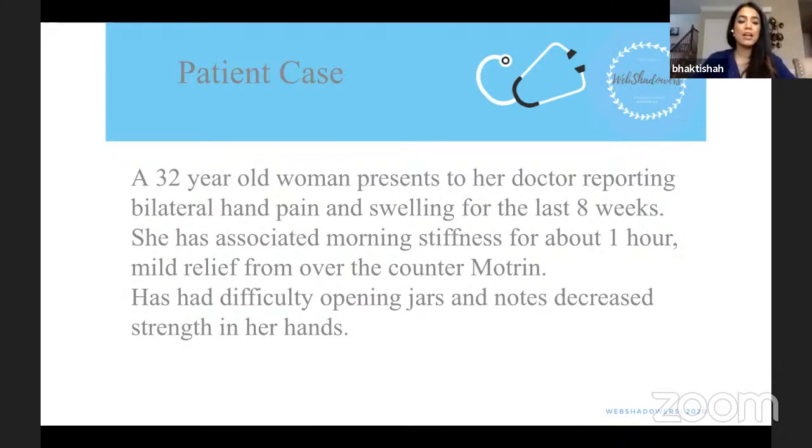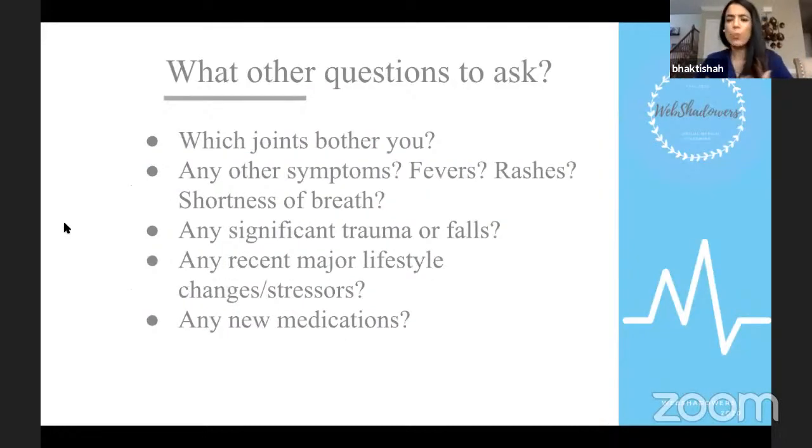So our first case, we have a 32-year-old woman who presents to her doctor reporting bilateral hand pain and swelling for the last 8 weeks. She has associated morning stiffness for about an hour. She's had mild relief from over-the-counter Motrin. She has difficulty opening jars and has noticed decreased strength in her hand. So what other questions do you want to ask her at this point?